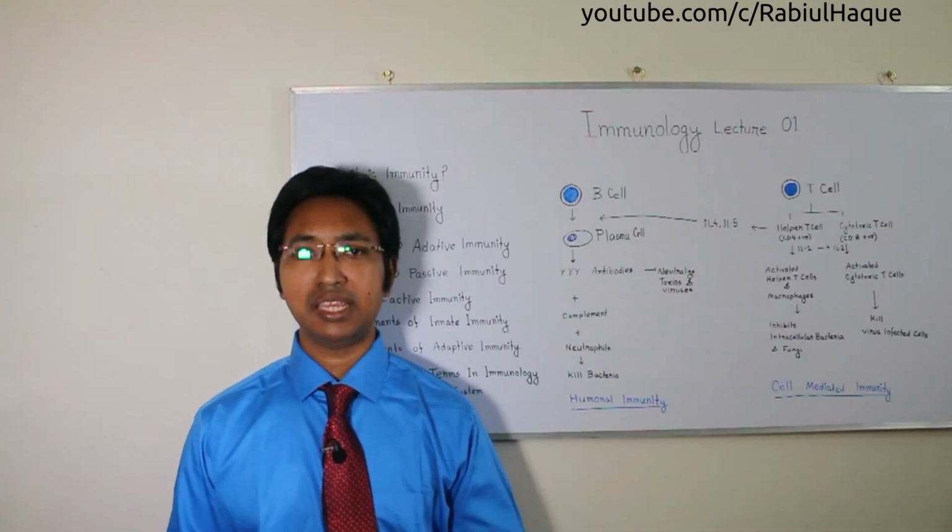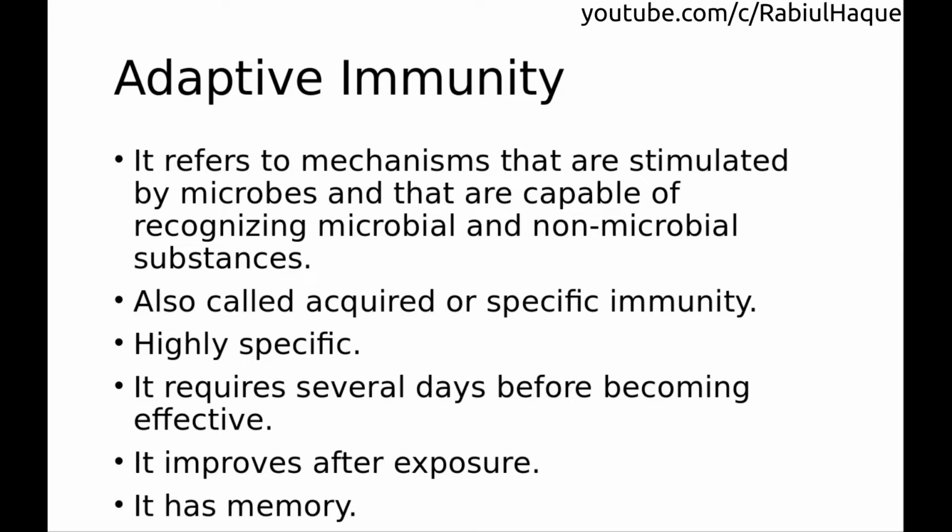So now that we have talked about innate immunity, let's move on and talk about adaptive immunity. In case of adaptive immunity, always remember that it refers to mechanisms that are stimulated by microbes and that are capable of recognizing microbial and non-microbial substances. So adaptive immunity occurs in response to the microbes, and it can recognize microbes as well as certain non-microbial substances, and it can act accordingly. Adaptive immunity is also called acquired or specific immunity, and as the name implies, it is highly specific. However, it requires several days before becoming fully effective. It improves after exposure and it has memory.